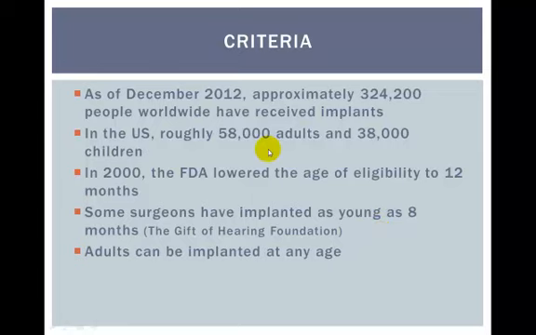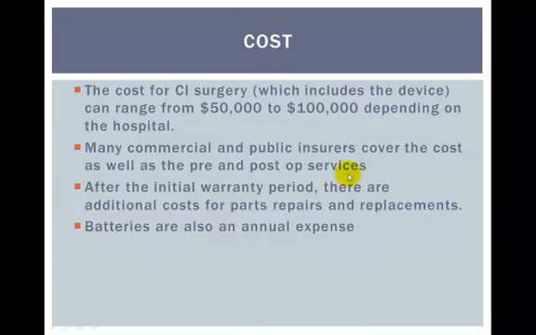Criteria for implants. As of December 2012, approximately 324,200 people worldwide have received cochlear implants. In the US, roughly 58,000 adults and 38,000 children. In 2000, the FDA lowered the age of eligibility from 18 months to 12 months of age. Some surgeons have implanted as young as 8 months. I put a reference there because I found that, and that was actually surprising to me. And adults, if they read the criteria, can be implanted at any age.